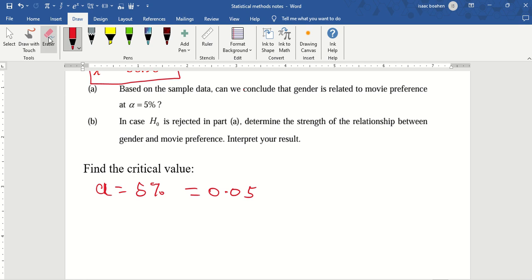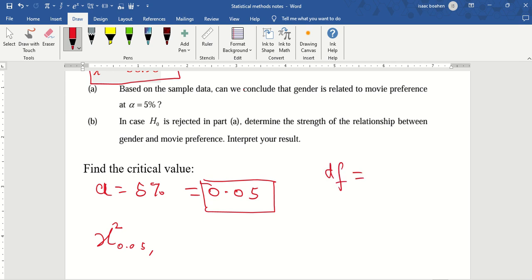Sorry. This is the same as 0.05. So we know the alpha level to be this. So what do we have to find? Our chi-squared critical value, at a significance level of 0.05 and a degree of freedom. How do we find the degree of freedom?